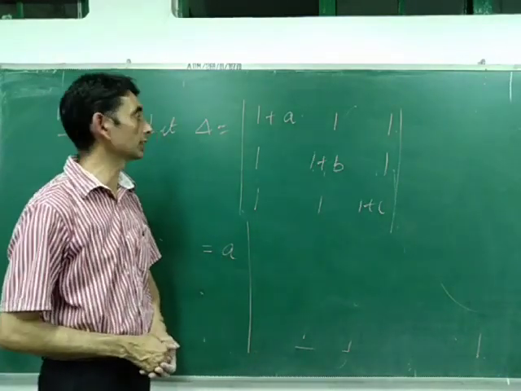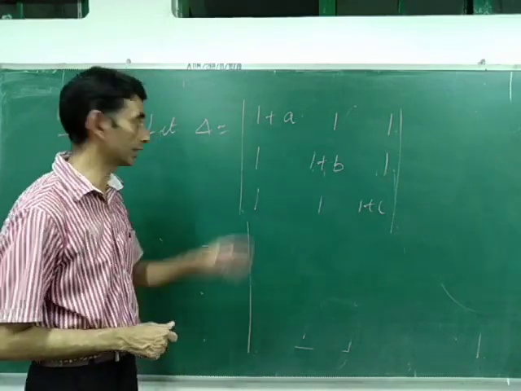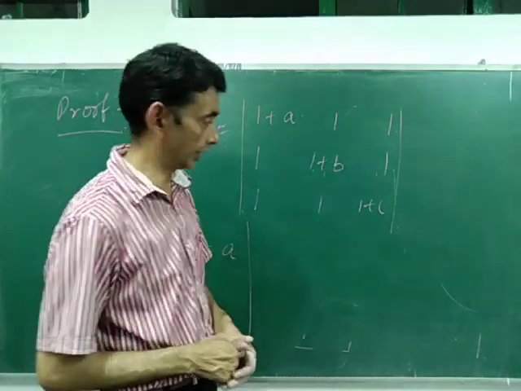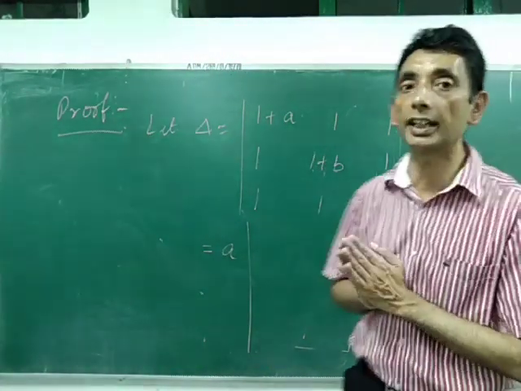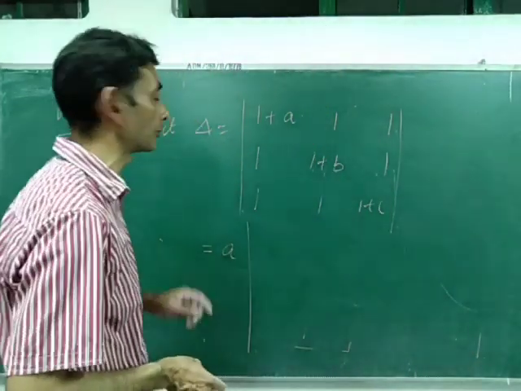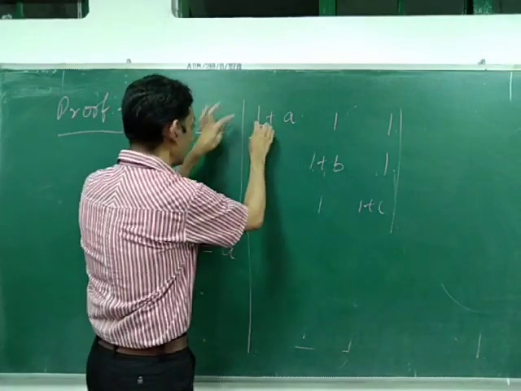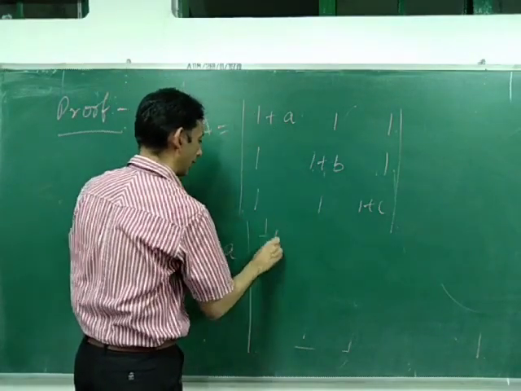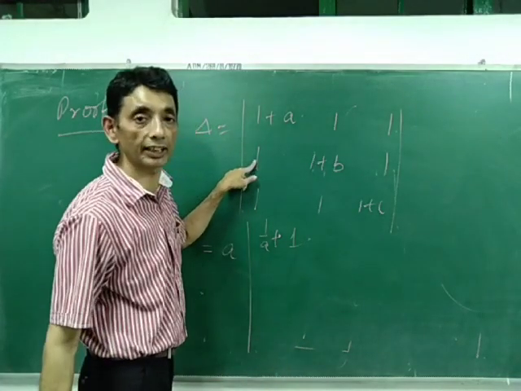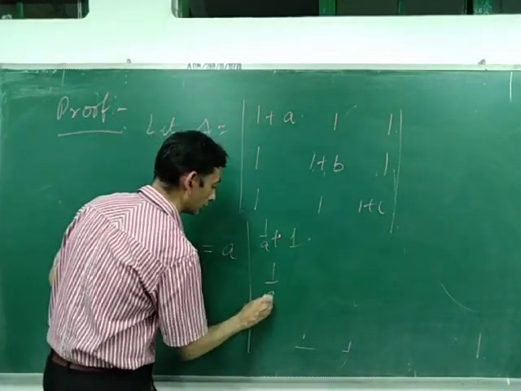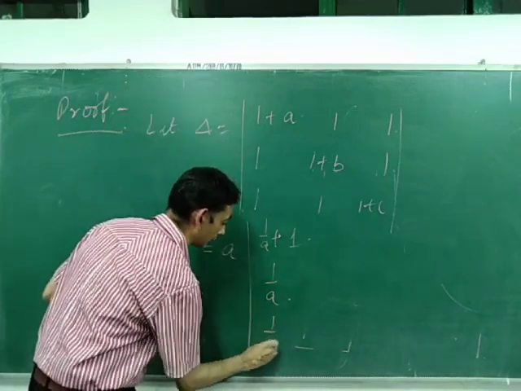Now, remember one thing. You may be surprised: a is not there in the first column, so how can you take it common? That's what I say, you need to prove it in the form of 1 plus 1 by a. So you need to create a term in the form of 1 by a. That's why we have taken a common. If we take a common, what will be left out? It will be 1 by a, and this a is there, so obviously 1. Because this a is not there, obviously it will be 1 by a, and here also it's 1 by a.